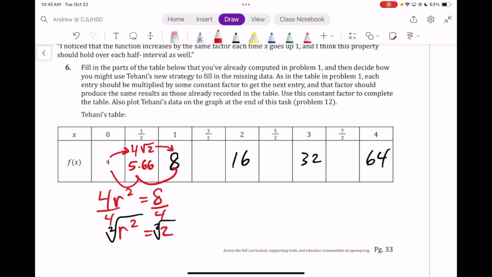So each number times the square root to get the next one. 16 square root of 2, 32 square root of 2. And yes, we could approximate with decimals, and what we'll find is that, yes, that does hit the graph exactly where it's supposed to.